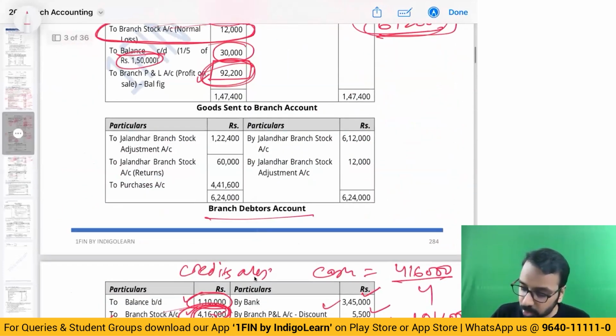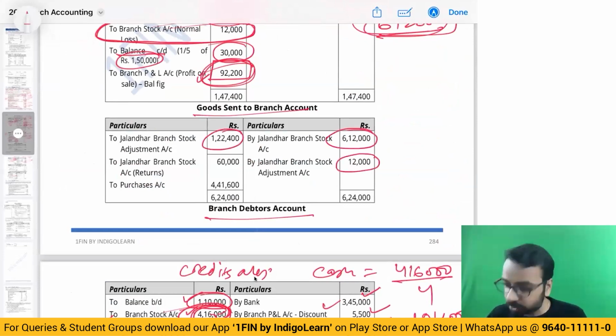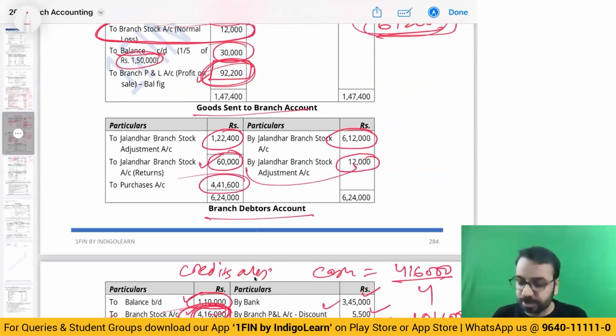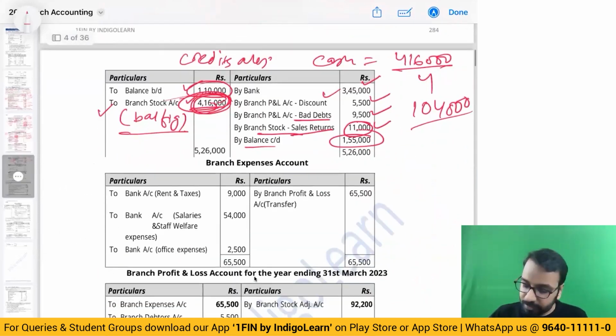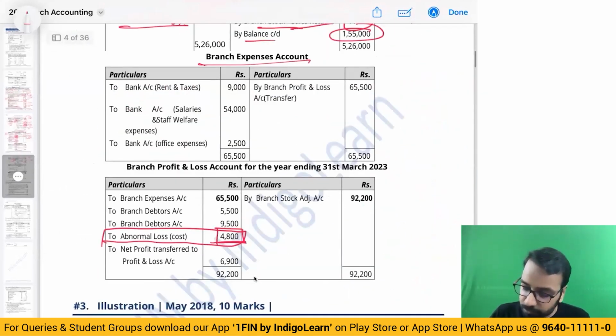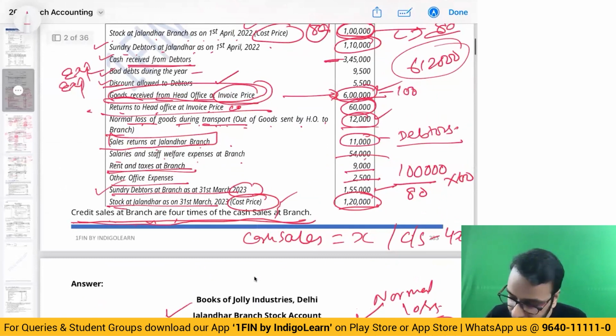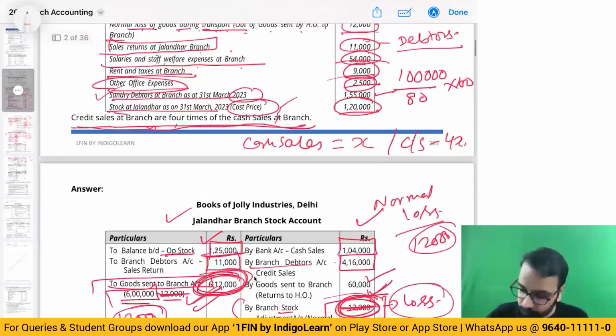Then goods sent to branch account, whatever goods you have sent, then the stock adjustment account, again 12,000 of stock adjustment account from those respective parts, 60,000 of goods return, the profit element on that will be reduced from the purchase account. Then in the branch expenses account, rent and taxes 9,000, other office expenses 2,500, salaries and staff welfare 54,000.